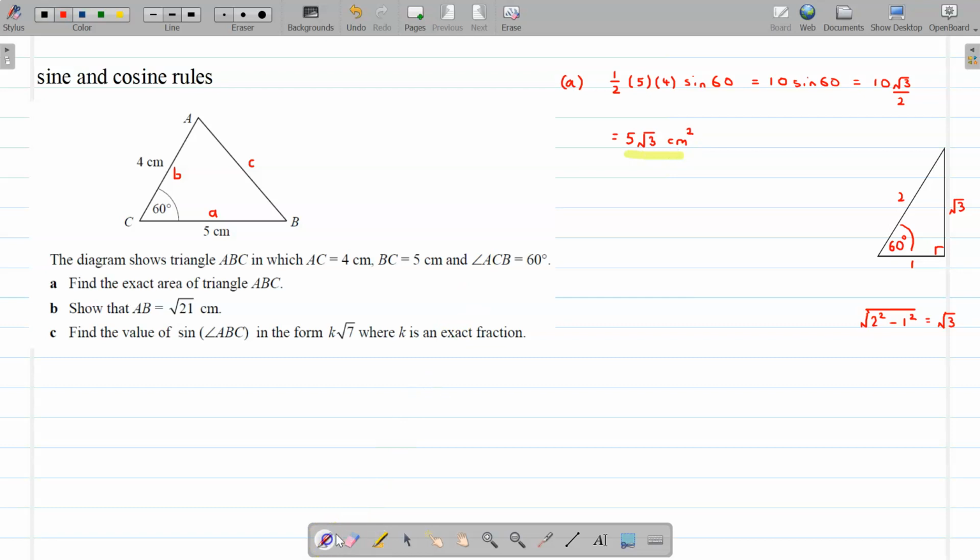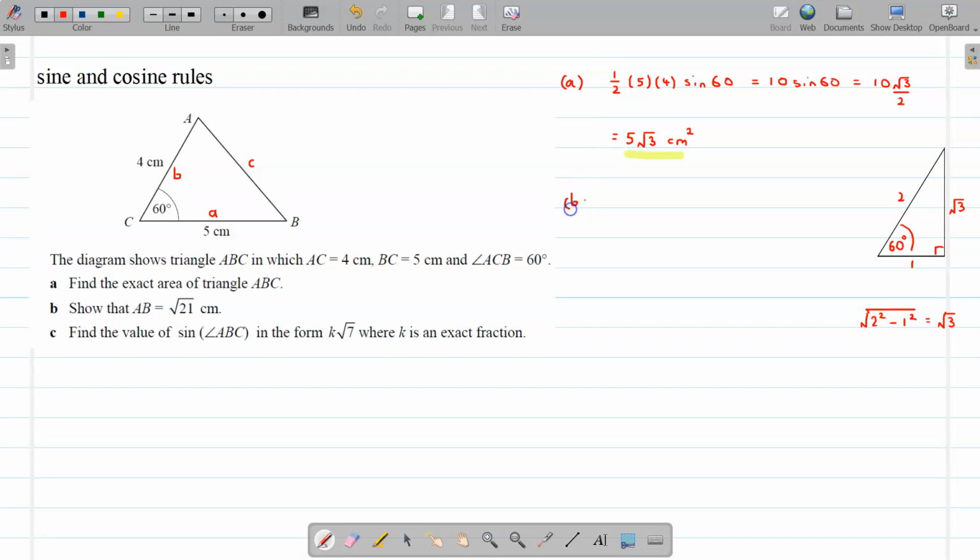Now question B, show that AB equals root 21 centimetres. So they're giving you the answer. You've got to show the steps that lead to that answer. So they're saying that the length of this line, c, is root 21. Well, what I'm going to use here is the cosine rule, and let me just write it here.